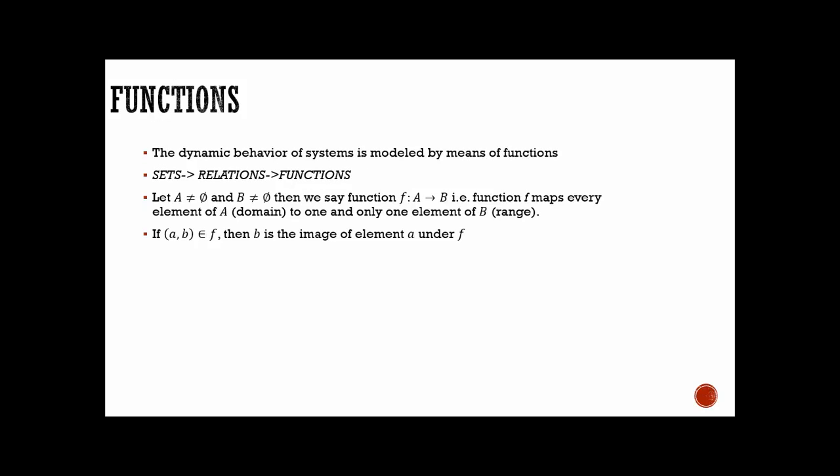So if we have two non-empty sets, A and B, then we say that a function from A to B is a function that maps every element of A, which is the domain, to one and only one element of B, which is going to be the range. If these two elements, A and B, are part of the function, then B is the image of the element A under that function.